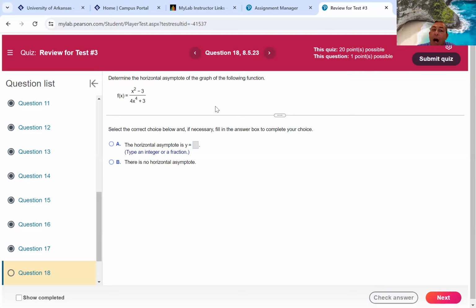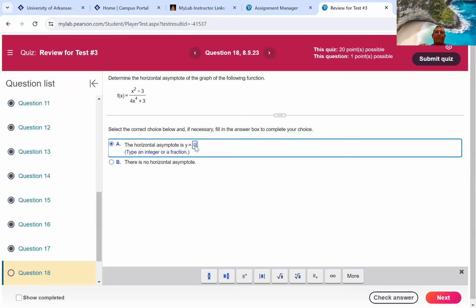Remember, the bottom's bigger, so y equals 0. So remember, bottom heavy, y equals 0. Top heavy would be no horizontal asymptote. And then if they were equal, we would look at the lead coefficients in the front. So say both of these were x to the fourth. Say I had a 1x^4 minus 3 on top, 4x^4 plus 3 on the bottom. This one would be 1/4 because you would look at the lead coefficients, okay? But anytime it's bottom heavy, put me a 0 in there and then move on.